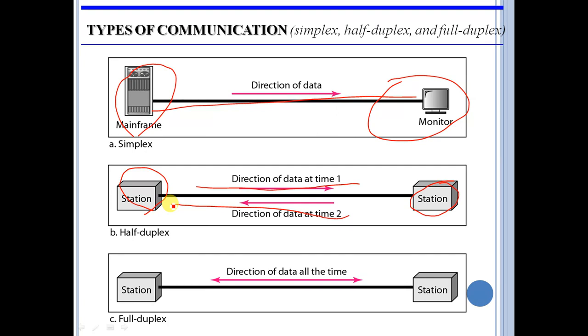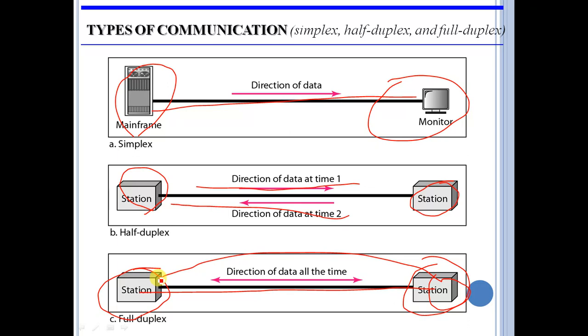Next is full duplex. These are truly bidirectional systems as they allow the communication to take place in both directions simultaneously. This system can transmit as well as receive simultaneously. For example, the telephone system. Here you can see in this diagram that one station can send data to another station. At the same time, this station can send data to the other station. So these are truly bidirectional.